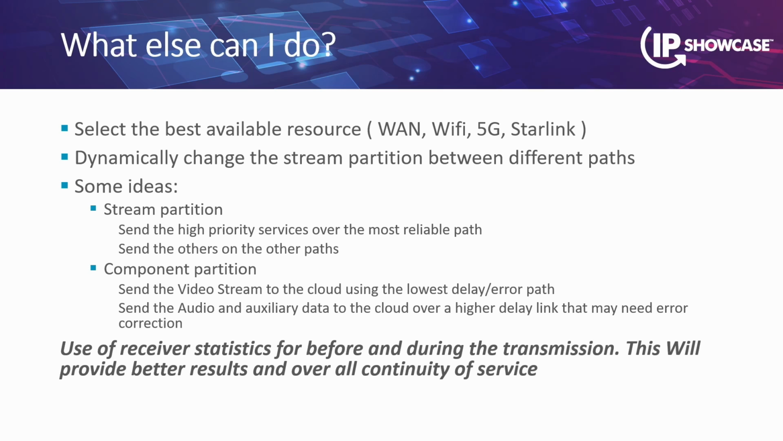So let's see some ideas. Stream partition, as I said, we can take high priority services on the most reliable link, low priority services on less reliable links, and we have a working solution. We can take, as I said, components and video stream on the lowest delay. Let's say we want to go to the cloud. Let's assume that we have an ST 2110. We will send only the video portion on the lowest delay link, but the audio we can send over the regular internet because audio can tolerate the delay necessary. We are sending less information, causing fewer problems when you go over the network.